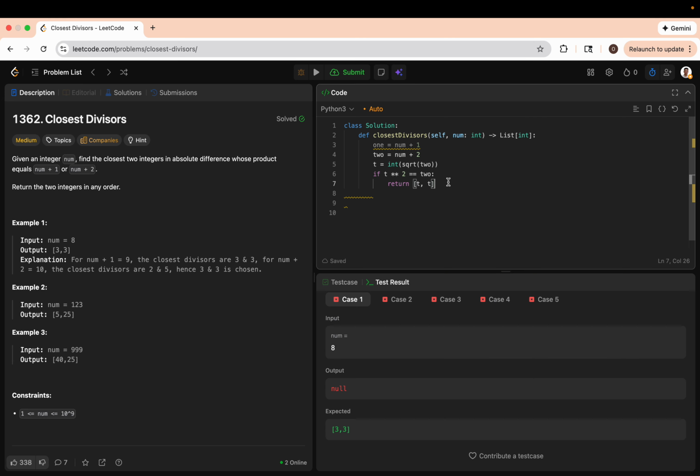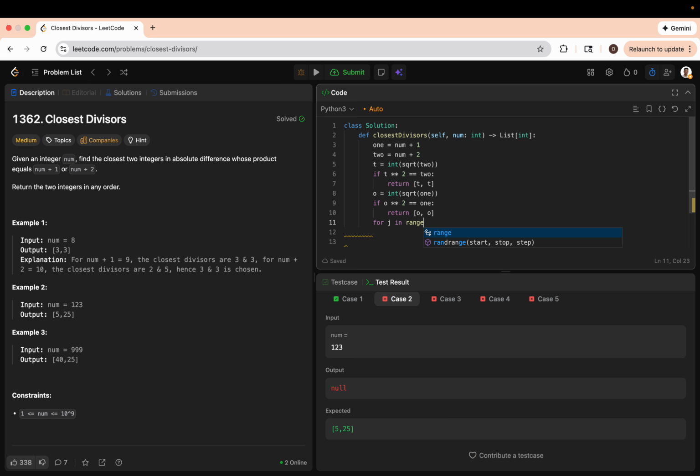And then we can do the same thing for one. If o squared is equal to one, then again return o and o. So that takes care of some cases.